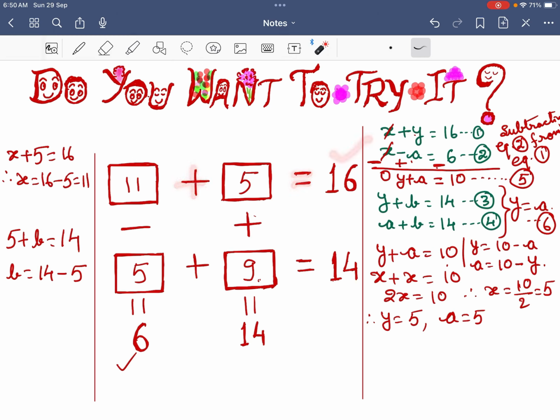11 plus 5 is equal to 16, satisfied. 11 minus 5 is equal to 6, satisfied. 5 plus 9, in both the cases 5 plus 9 is equal to 14 and 14, satisfied.